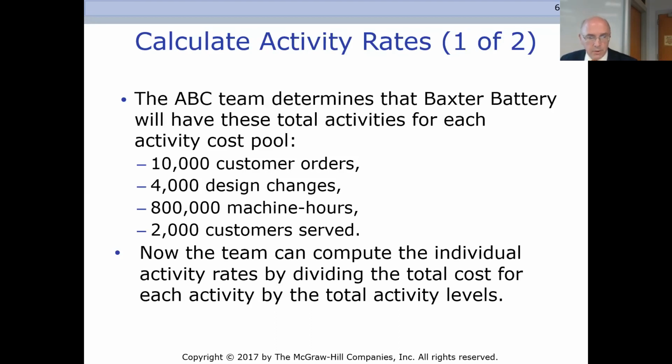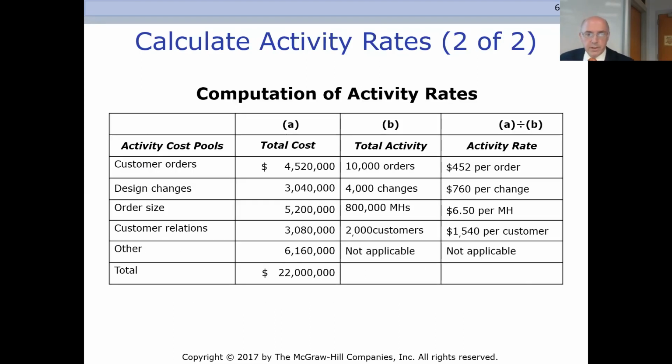Now the team can compute the individual activity rates by dividing the total cost for each activity by the total activity levels. And when we do that, this is what we get. Again, customer orders, 4,520,000 divided by 10,000, 452 per order. Yeah, if we were to criticize this chart or any numbers on this chart, what would be a good criticism to make?